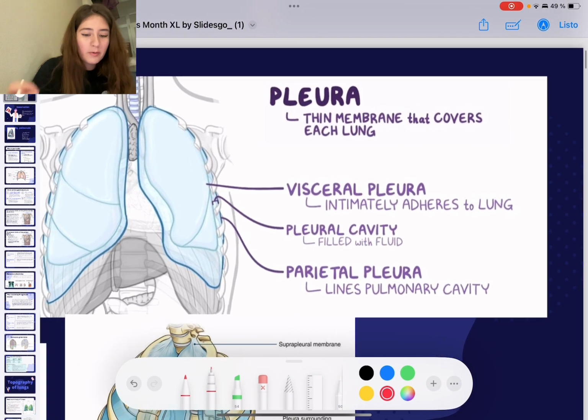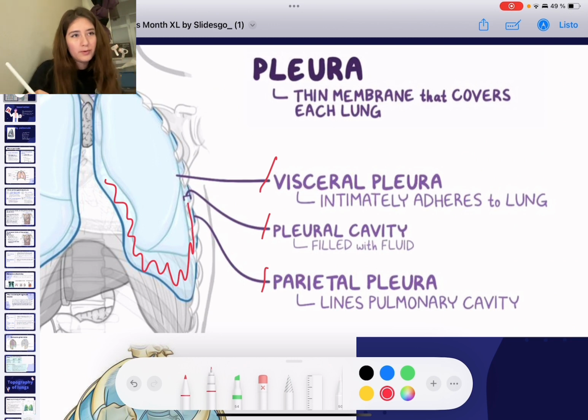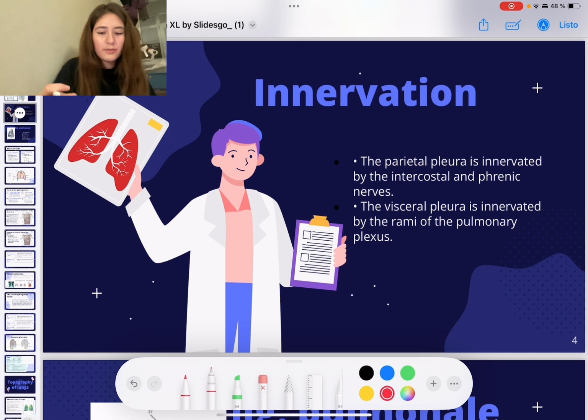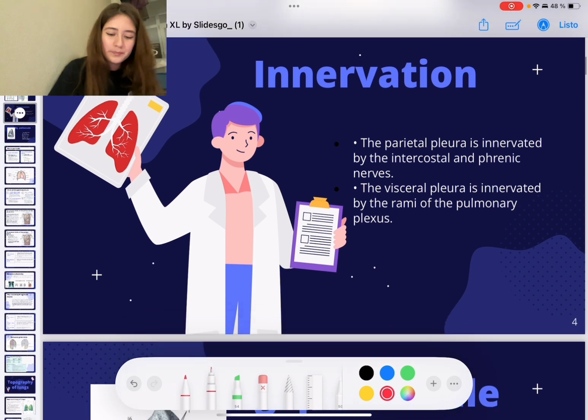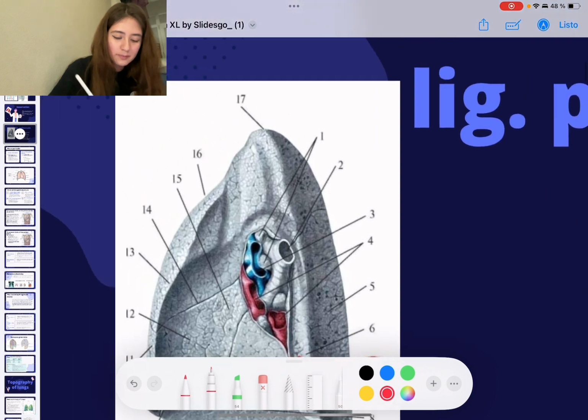As I said, pleura is a thin membrane that covers each lung. We have both of them that we already talked about. And the pleural cavity is filled with fluid that is called pleural fluid. The pleura is innervated by the intercostal and phrenic nerves. The visceral pleura is innervated by the rami of the pulmonary plexus. And here is the ligamentum pulmonare that I was talking about.